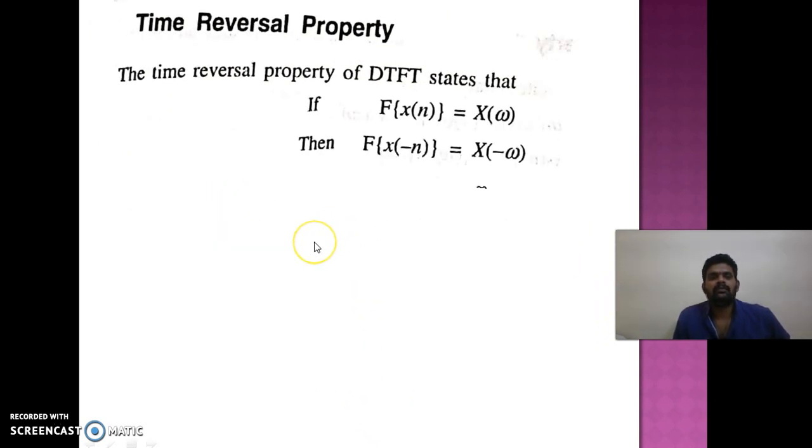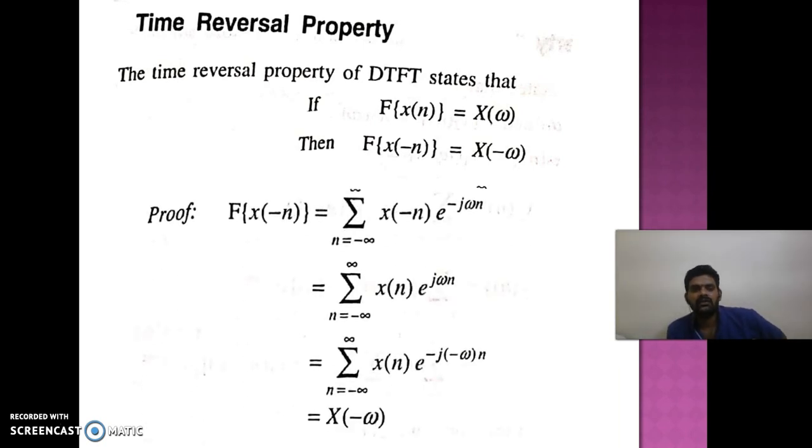Next, time reversal property. Time reversal property means if x of n is DTFT paired with X of omega, then x of minus n is DTFT paired with X of minus omega. So taking the DTFT of x of minus n, sigma n equal to minus infinity to plus infinity x of minus n e power minus j omega n. So reversing x of minus n, by double reversing it is x of n into e power minus j omega. You can write x of n into e power minus of minus j omega. So instead of omega we are having minus omega. So X of minus omega.